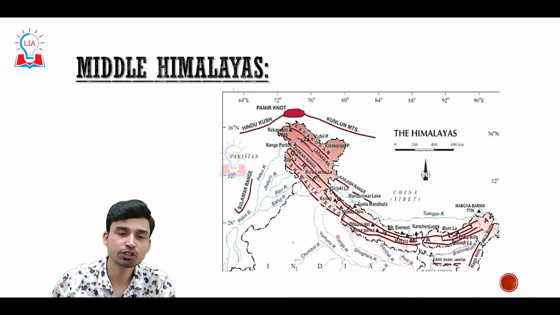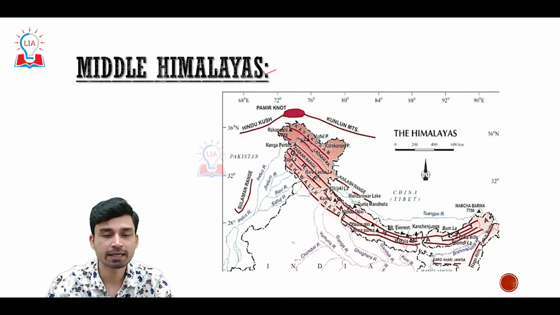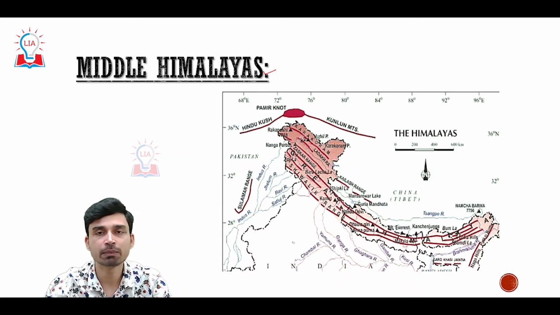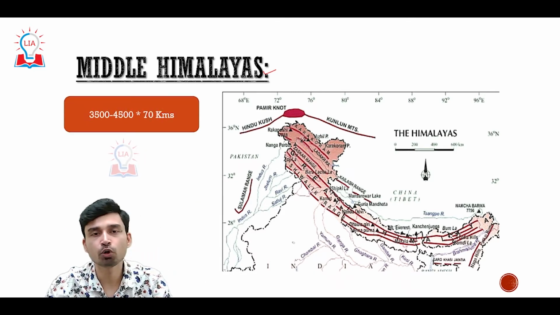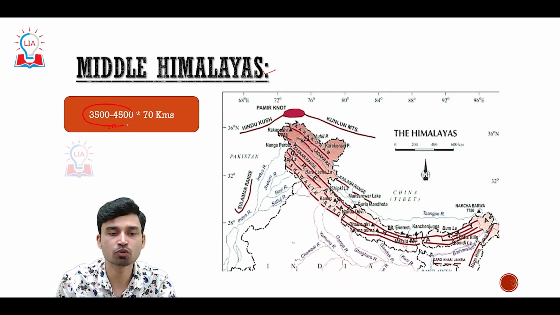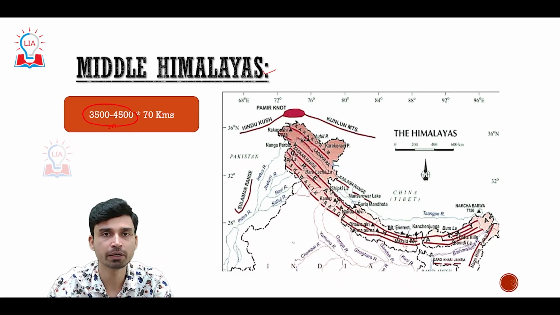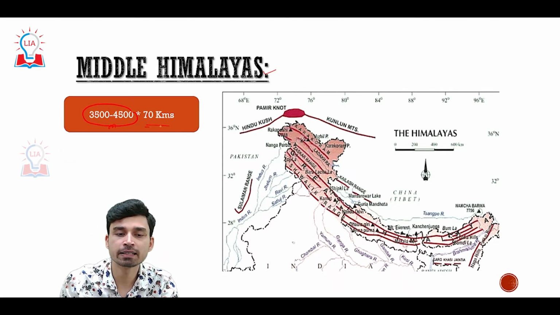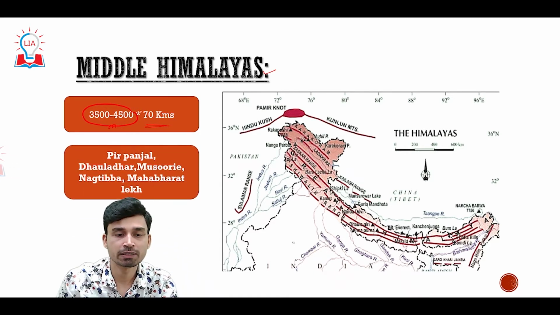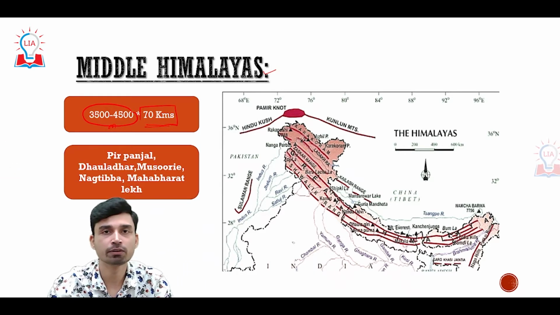The second range is the Mid Himalayas, which extend from Jammu and Kashmir in the west all the way up to Sikkim in the east. If we talk about the Middle Himalayas, the overall average height of the Mid Himalayas is somewhere between 3,500 and 4,500 meters, and the overall width is about 70 kilometers.